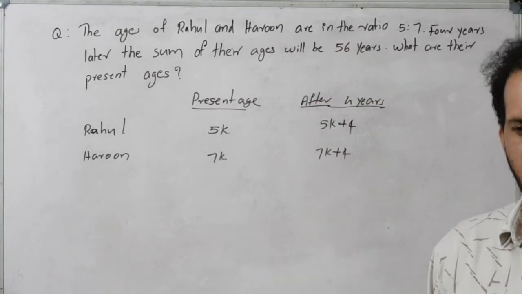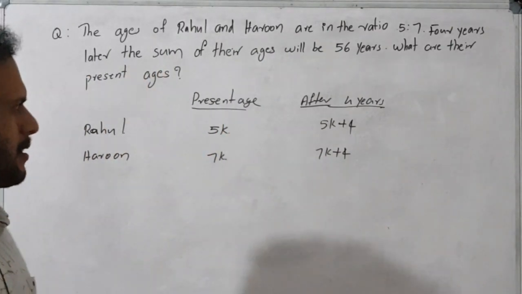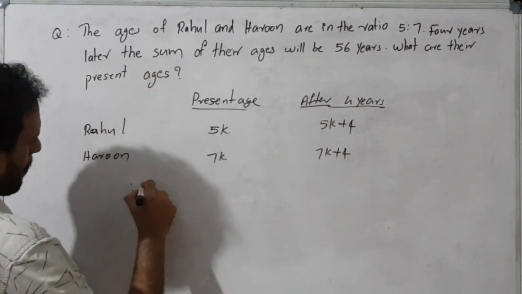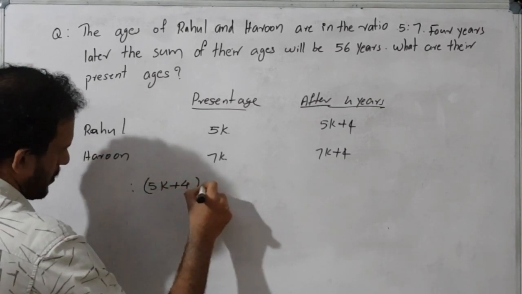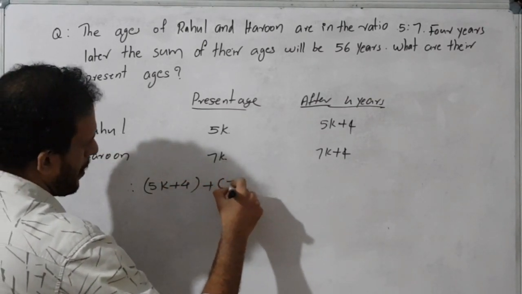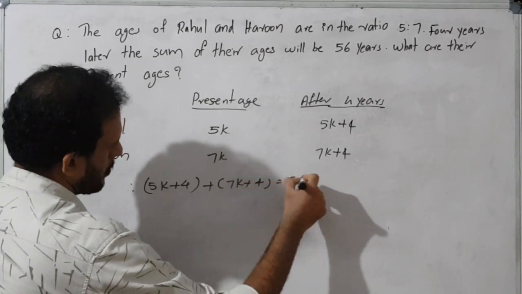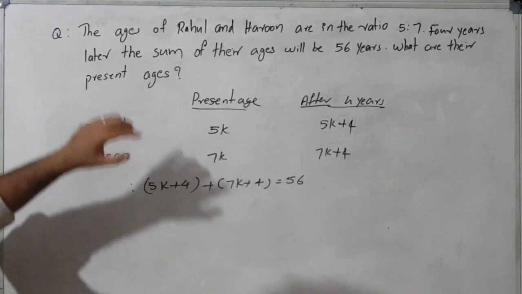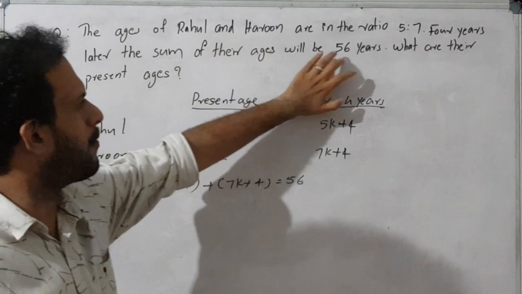56. Okay? So therefore how do we write? Therefore we write like this. Therefore 5k plus 4 plus 7k plus 4 is equal to 56. You got it? Now the question is, 4 years later the sum of their ages will be 56.